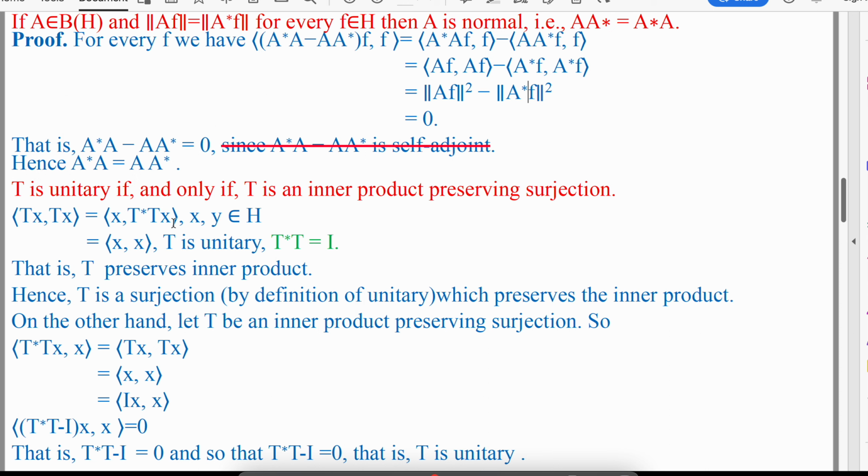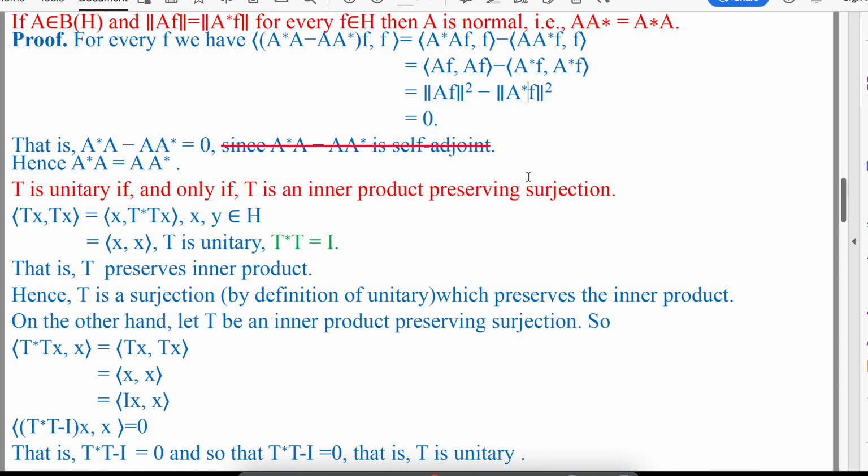Because T is unitary, it means T star T equals I. So it means the inner product of Tx with Tx is equal to the inner product of x with x. So we have shown that T preserves the inner product. But it is given that T is a surjection.